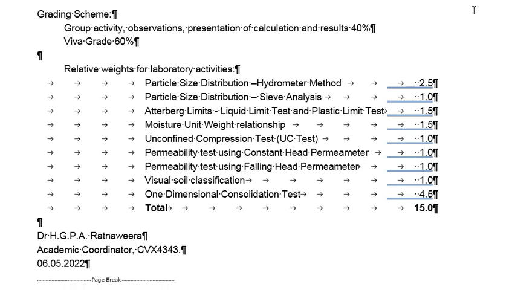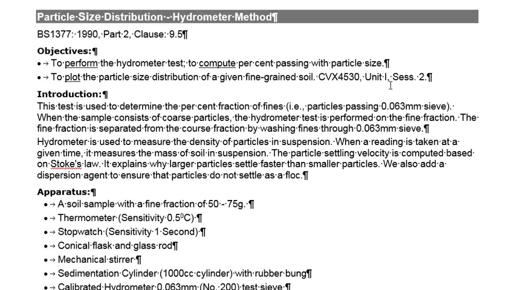So these are the practicals, and I have given different weights for different practicals depending on their degree of importance. For instance, if you complete the one-dimensional consolidation test, your response will be weighted by multiplying by 4.5. The weighted average is computed as your practical grade. So we will discuss that later on.